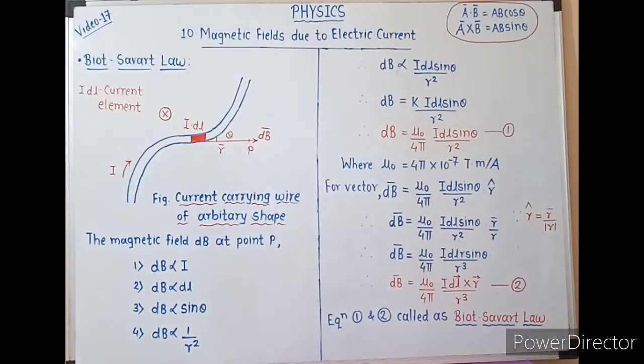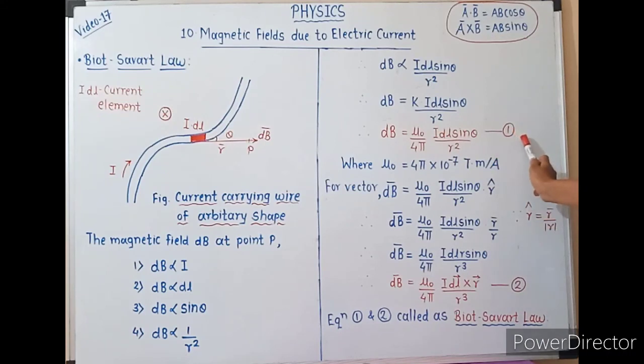Now we know that for the dot product of a bar and b bar, we get ab cos theta, and for the cross product we get ab sin theta. Here the sin theta comes from the cross product of dl and r. So from this equation we can write dB bar is equal to mu 0 upon 4 pi I into dl bar cross r bar upon r cube, and this is your equation number 2.